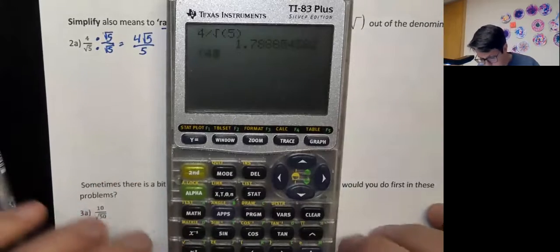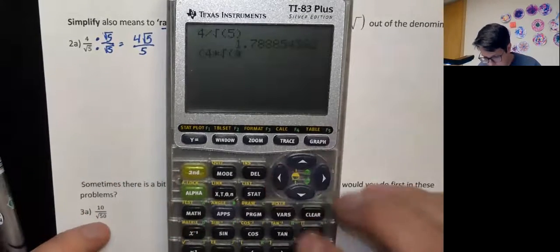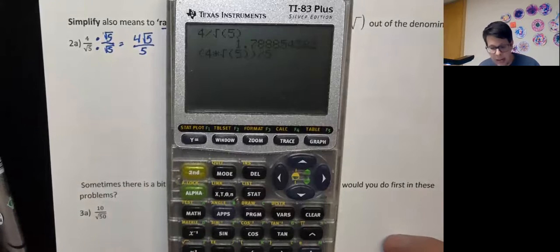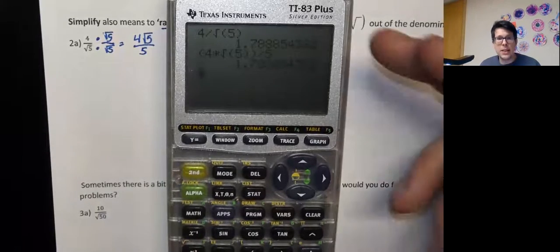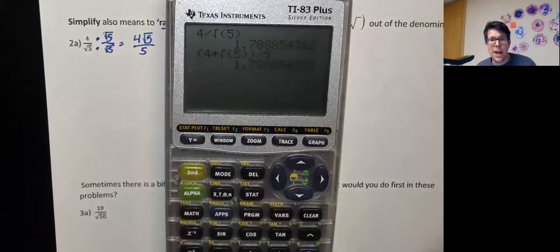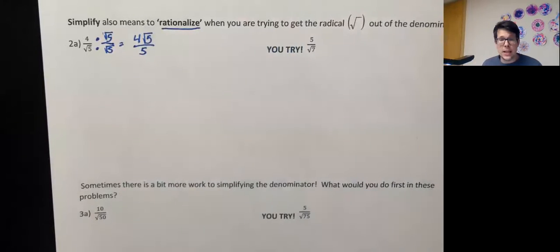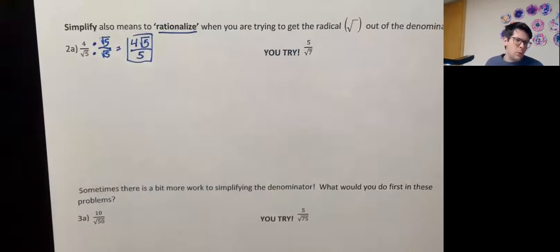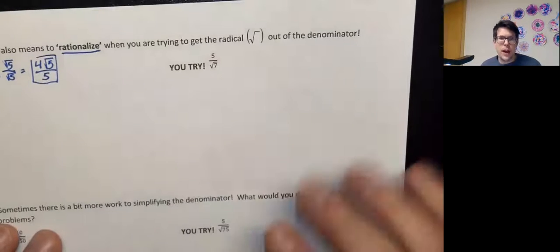If I type this into my calculator, once again, I'm expecting it to maintain the exact same value. I don't want it to get any bigger or any smaller. And you can see that the decimal produced here is identical. And so this means that it just looks different, that it isn't actually a new number. And that's exactly what we want to do. We don't want to make a new number. We just want to make it look different. Let's do another one. Here's yours, 5 root 7.